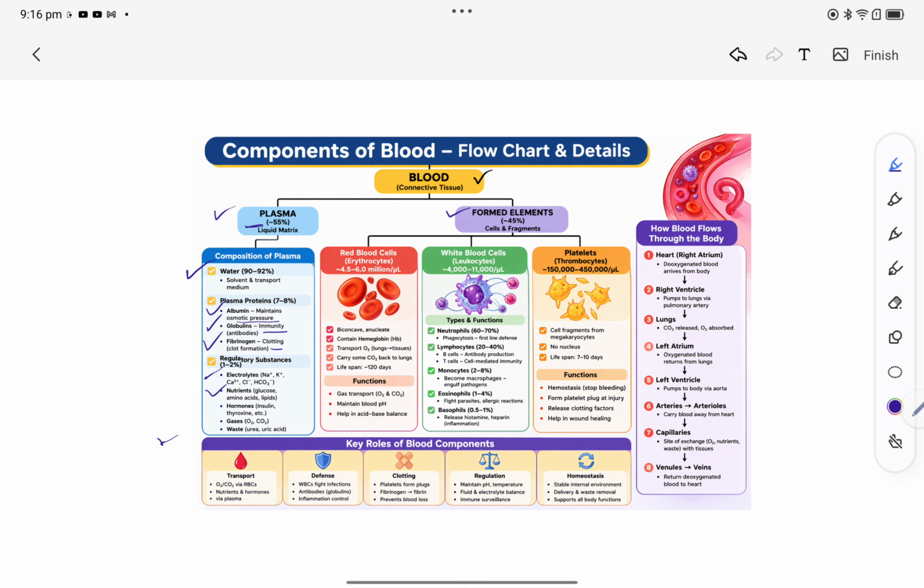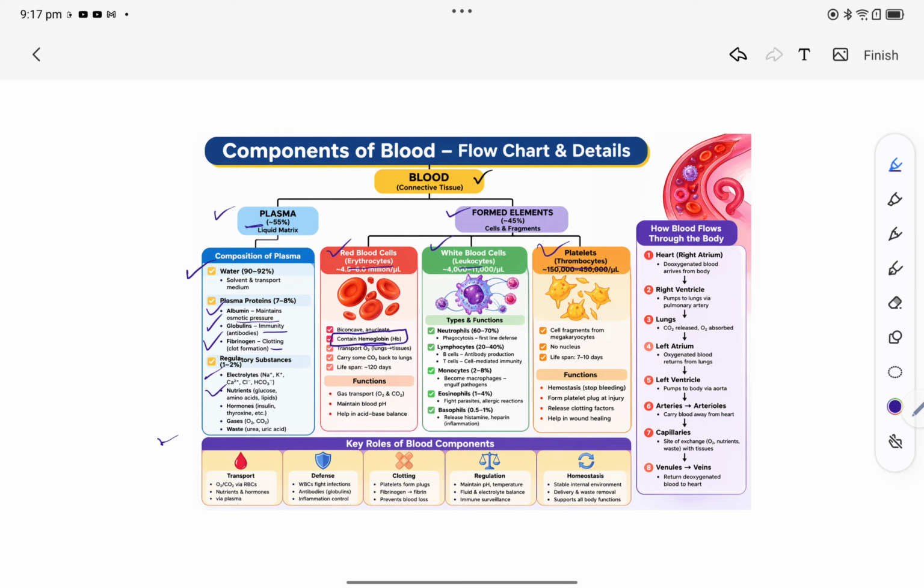All these things are present in blood plasma. Next we have the formed elements. First we have the red blood cells, also called erythrocytes, then we have white blood cells, called leukocytes, and platelets, which are called thrombocytes. Thrombocytes help in blood clotting. White blood cells act as the defense mechanism, and red blood cells contain a very important protein, hemoglobin, which carries oxygen.